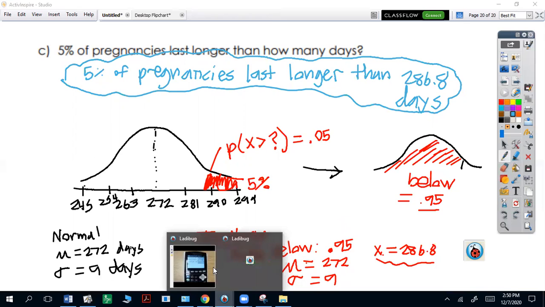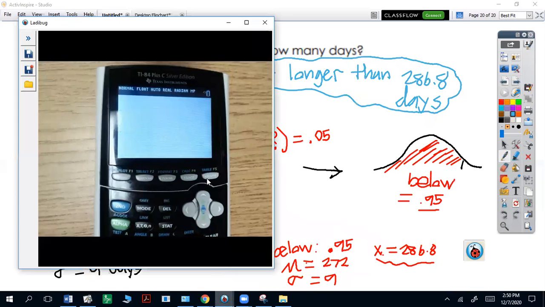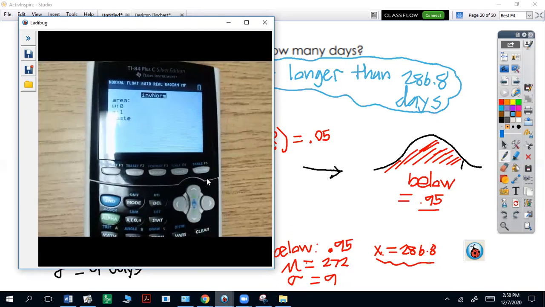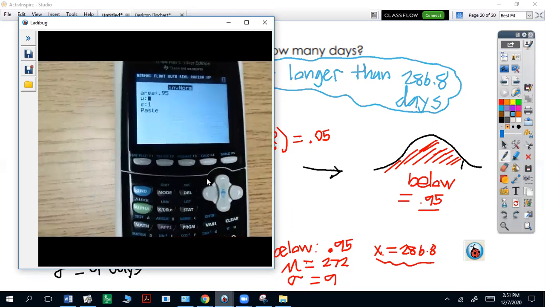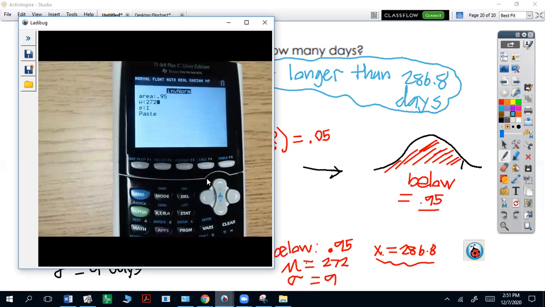Problem is, inverse norm only goes below. So when you do inverse norm, that area is everything below a value. So if it's 5% above, then it's 1 minus 5% below, which is 0.95. So we want to do 0.95 because it's doing a lower boundary. And then we'll do our mean, 272 and 9.